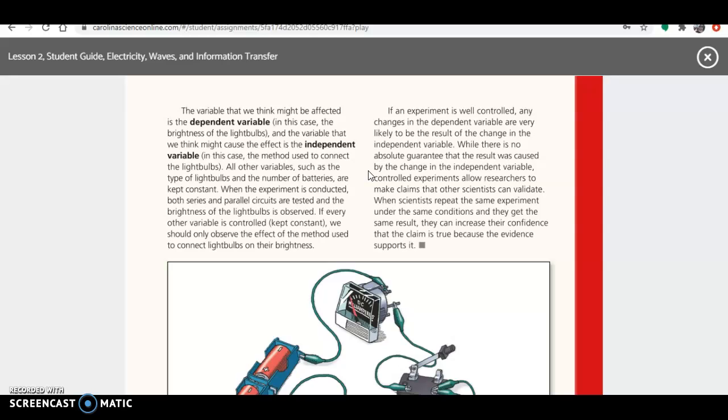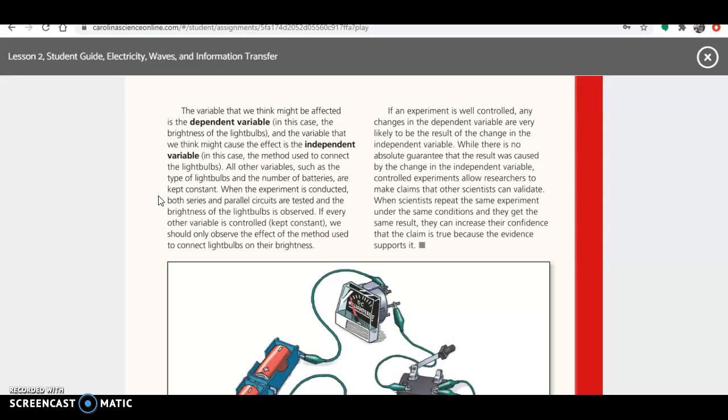Remember, in the lab, if you haven't seen the video yet, we also said that these alligator clips needed to remain constant, and the type of battery needs to remain constant. So let's see, where were we? The number of batteries are kept constant. When the experiment is conducted, both series and parallel circuits are tested, and the brightness of the light bulbs is observed. If every other variable is controlled or kept constant, we should only observe the effect of the method used to connect the light bulbs on their brightness.